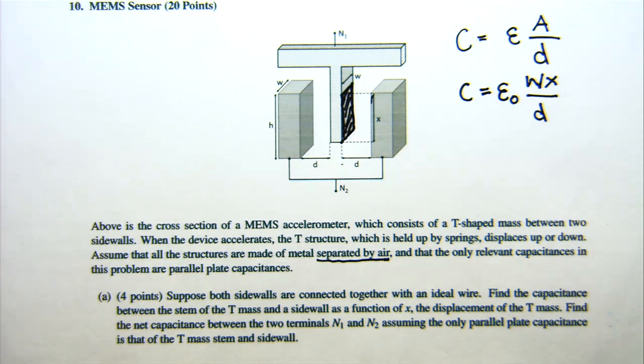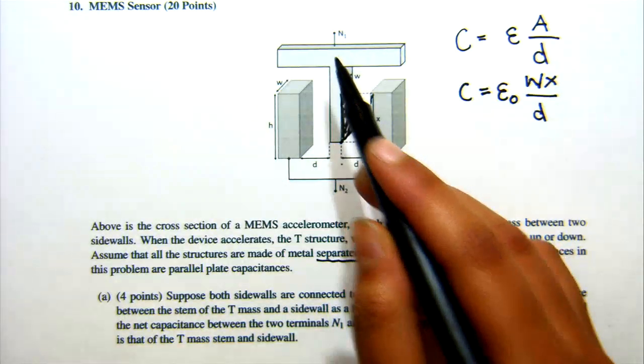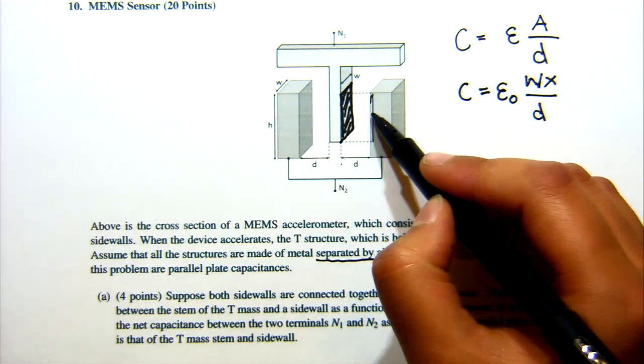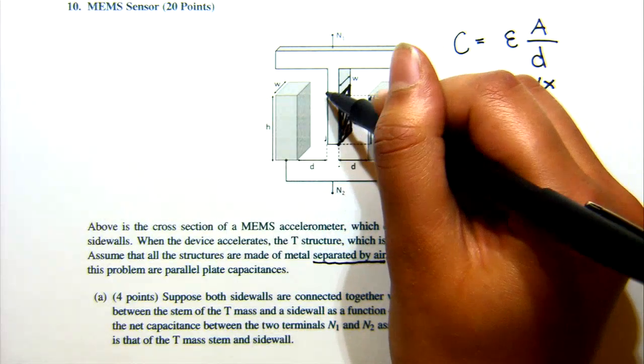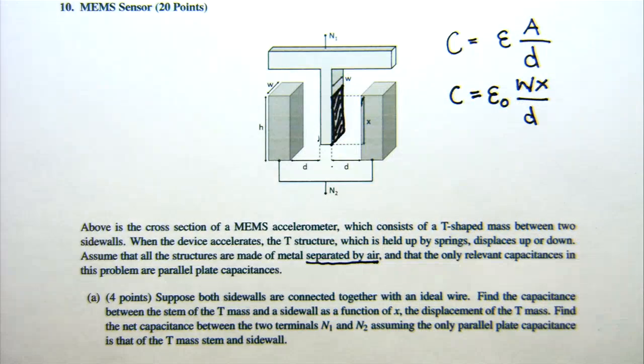Then it says, find the net capacitance between the two terminals N1 and N2, assuming the only parallel plate capacitance is that of the T-mass stem and the sidewall. So saying these are the only capacitances, what is the net capacitance? What capacitances do we have? Well, we have this one right here, but then we also have the other side: the other side of this T-stem and this sidewall over here. So we have two parallel plate capacitances.